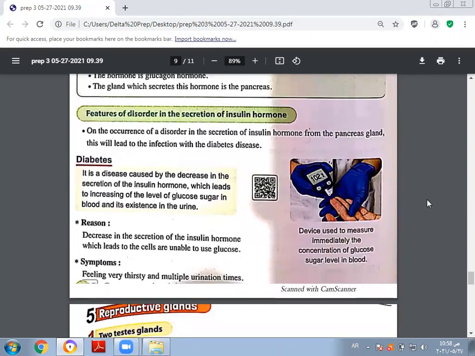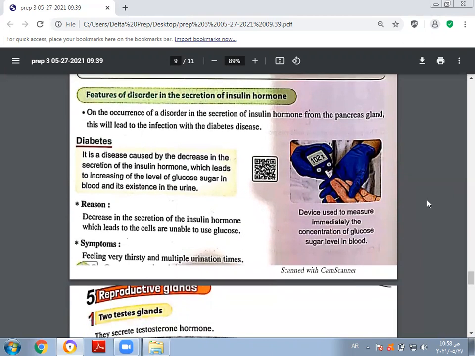There are some hormone disorders that occur when a disorder happens in the secretion of insulin hormone in the body. One is a disorder in the secretion of insulin hormone from the pancreas gland, which leads to infection with diabetes disease.